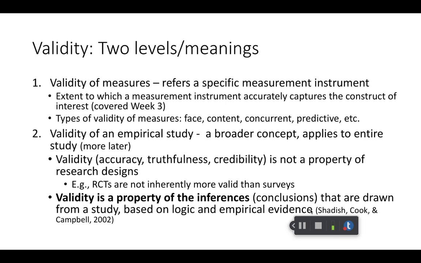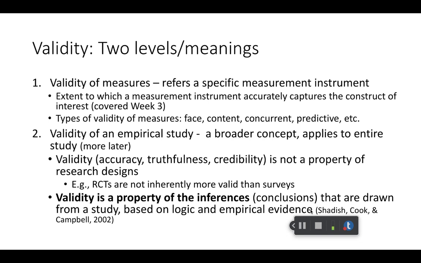So we talk about validity at two different levels. At the more concrete level, there is the validity of measures, which refers to a specific measurement instrument. And here we're asking about the extent to which a measurement instrument accurately captures the construct of interest. Now, we talked about this in week 3 when we talked about constructs and categories and measures. We talked about different types of validity of measures, including face validity, content validity, concurrent validity, predictive validity, etc.